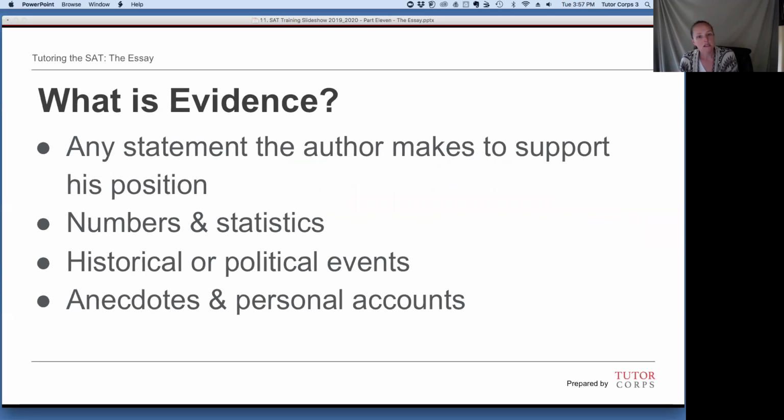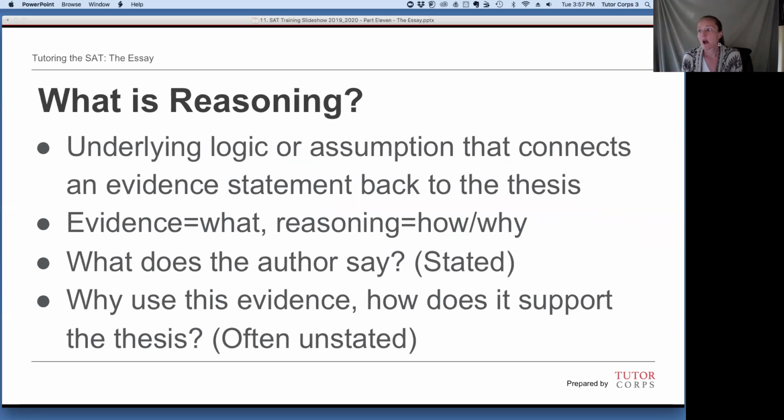So first, let's discuss evidence. So evidence includes any statement the author uses to support his position. So this could include numbers or statistics, historical or political events, or anecdotes and personal accounts.